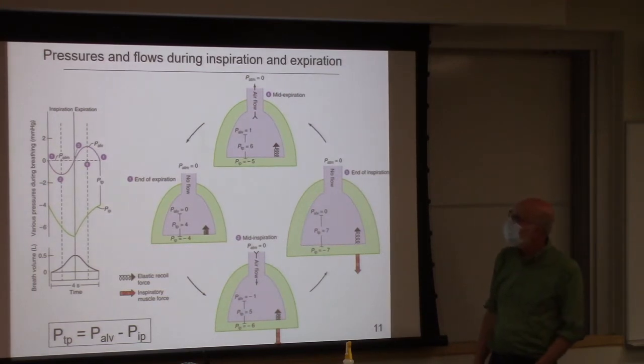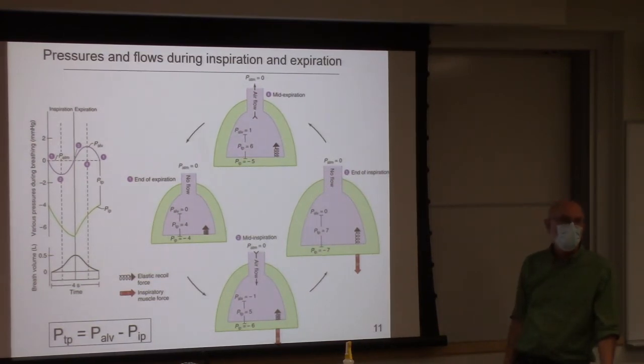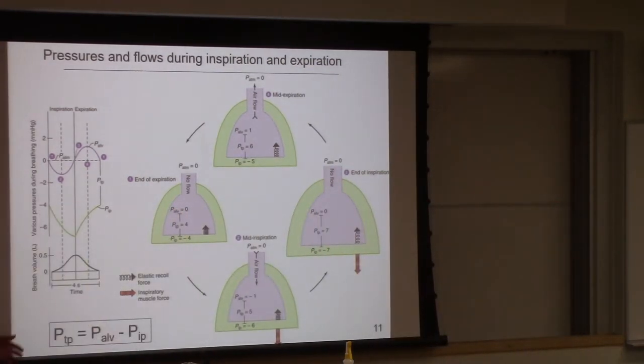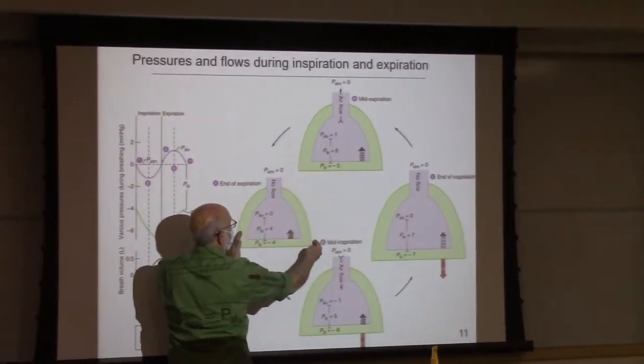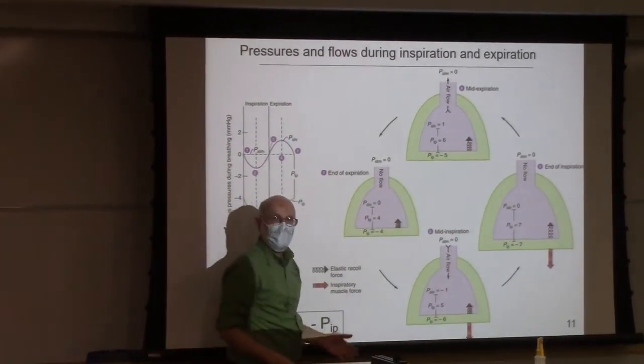So here is a slide. This is kind of like the Wigner's diagram for the respiratory system, but it's simpler, so we don't have to spend as much time with it. So what are we seeing here? Here's a cartoon of the lung, right? Costal surface, diaphragmatic surface, right?